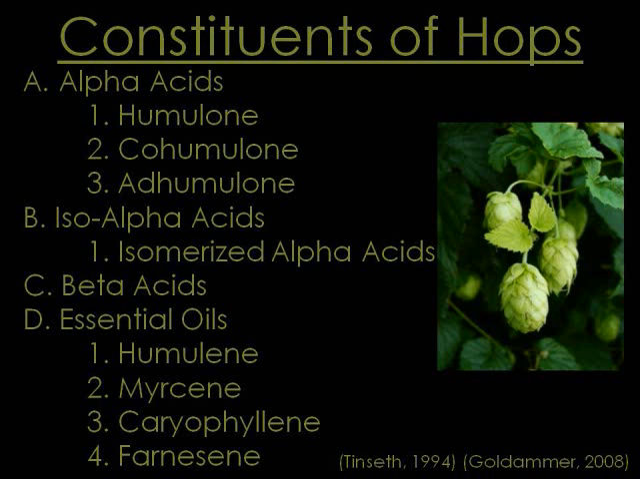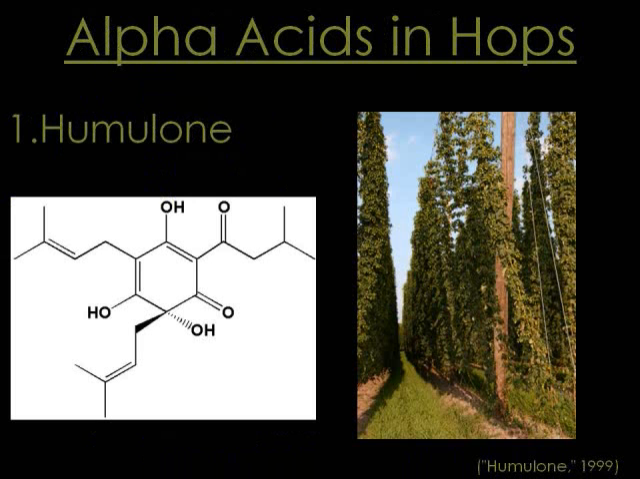There are many properties that make up hops. The main ones are acids and oils, which relate back to the bitterness and aroma of the beer. Acids are broken down into three categories: alpha acids, isoalpha acids, and beta acids. And then there are four essential oils that are important as well.